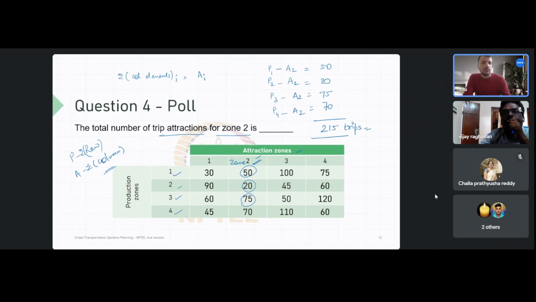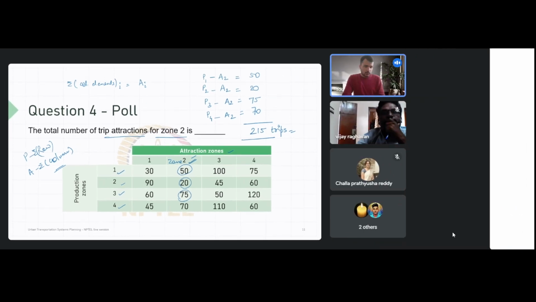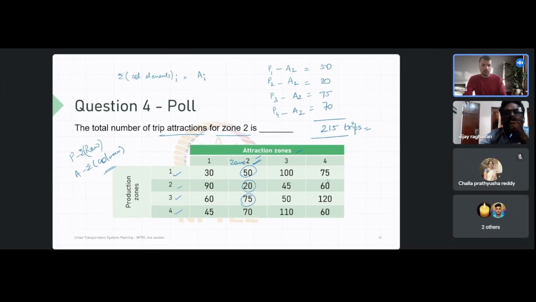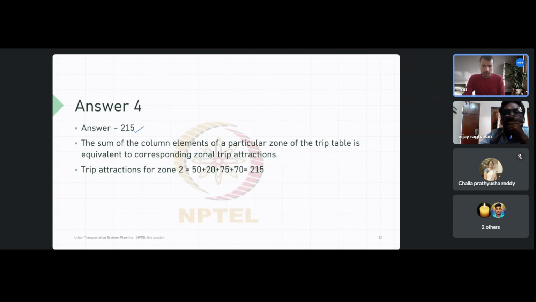So was this clear? Fine. So we'll go ahead with the solution for this. The answer was 215. The sum of the column elements for a particular zone of the trip table corresponds to the zonal trip attractions. Here we had 50, 20, 75 and 70 for zone 1, 2, 3 and 4. So a total of 215 trips will be attracted to the second zone, zone 2.